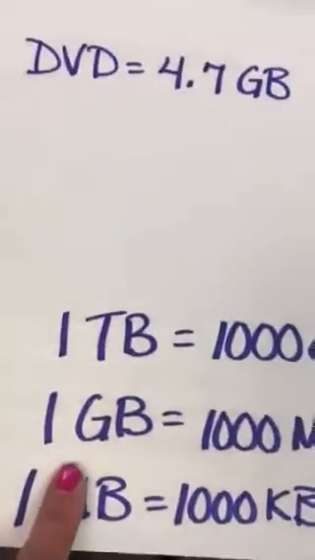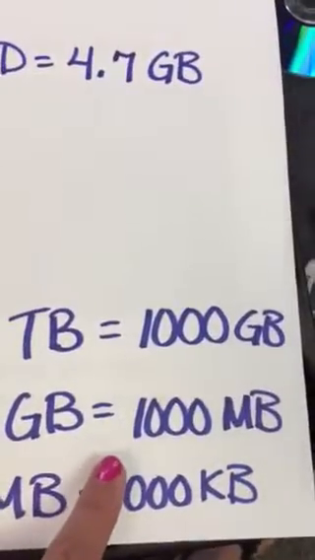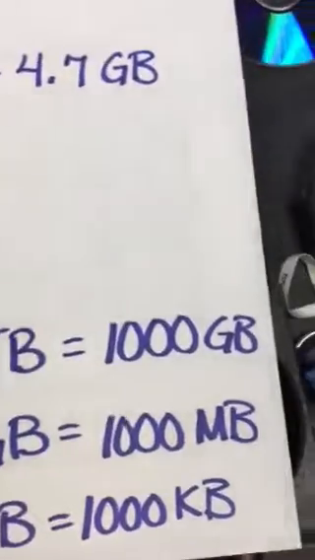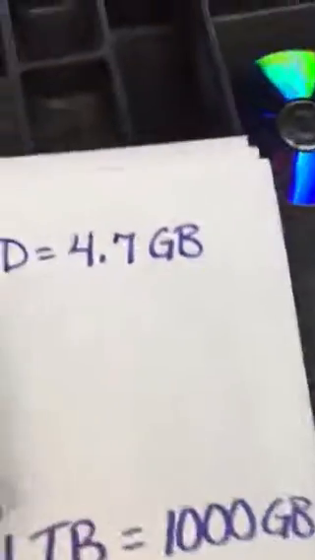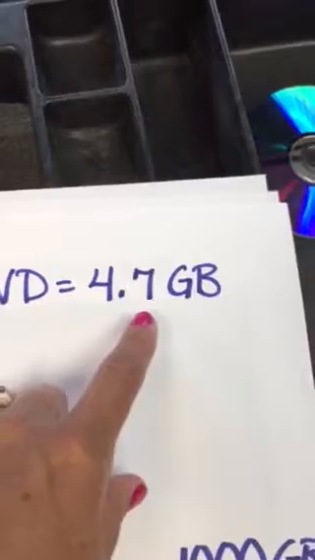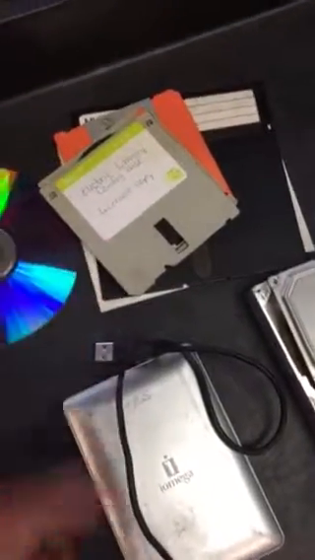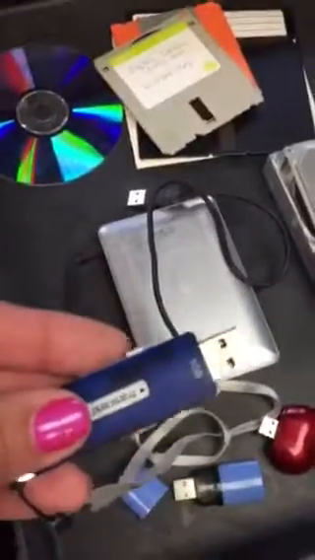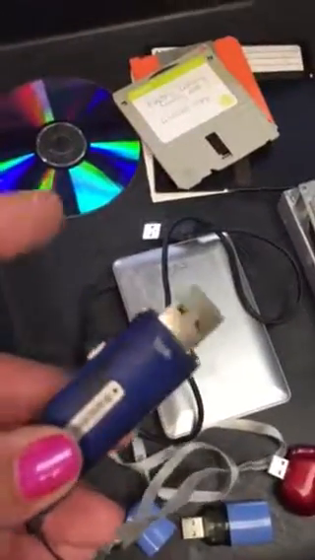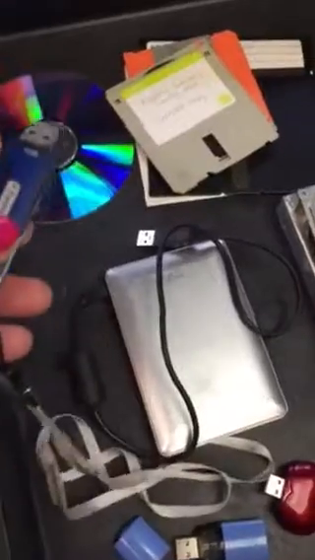Then we started moving to gigabytes, and a gigabyte is 1,000 megabytes. So a DVD holds 4.7 gigabytes. So our DVD would hold about 4,000 of these little discs. Here, this USB is 1 gigabyte, so you would take like 5 of these to equal 1 DVD.